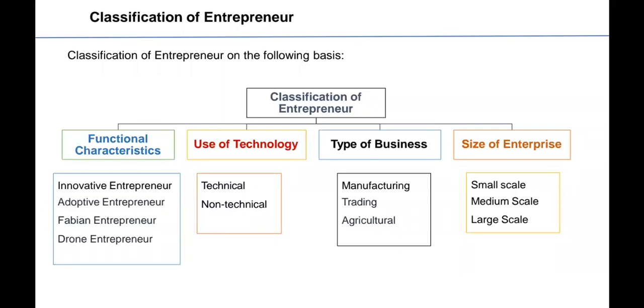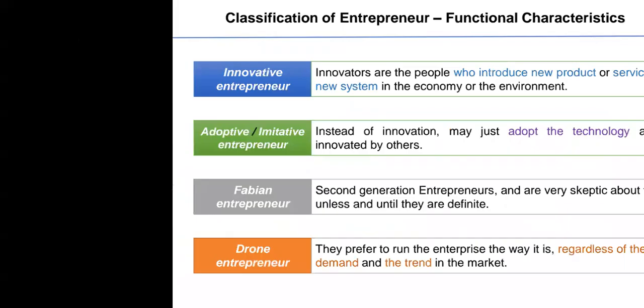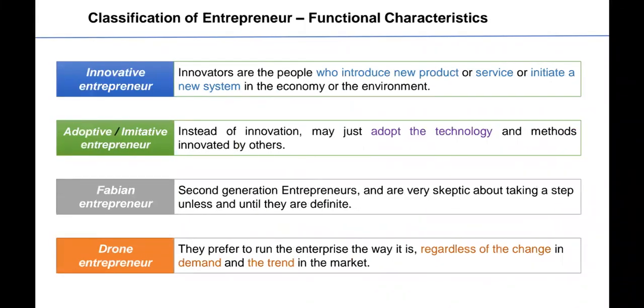Functional characteristics is the first. On the basis of characteristics, entrepreneurs are classified as innovative entrepreneur, adaptive entrepreneur, Fabian entrepreneur, and drone entrepreneur. On the basis of use of technology, they are classified as technical and non-technical. On the basis of type of business, they are classified as manufacturing, trading, and agricultural. On the basis of size of enterprise, they are classified as small scale, medium scale, and large scale enterprise. So let us go with the first kind, classification of entrepreneurs by functional characteristics.